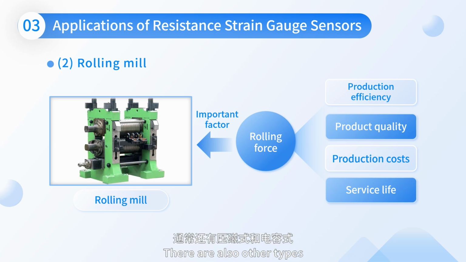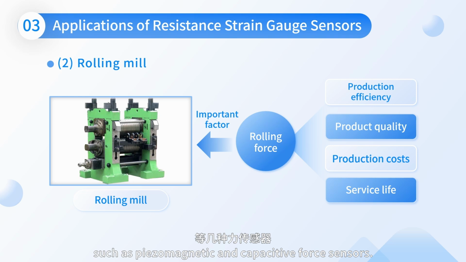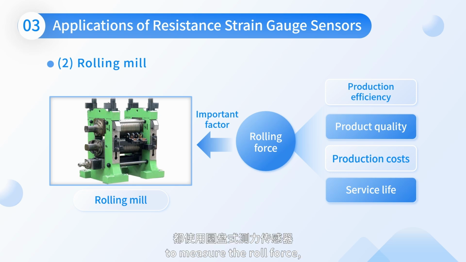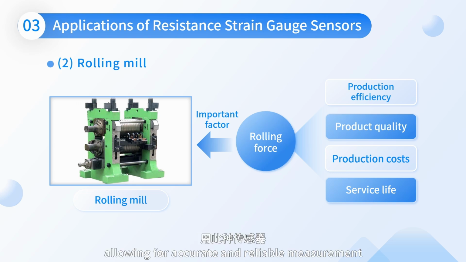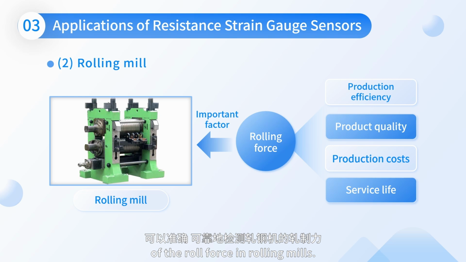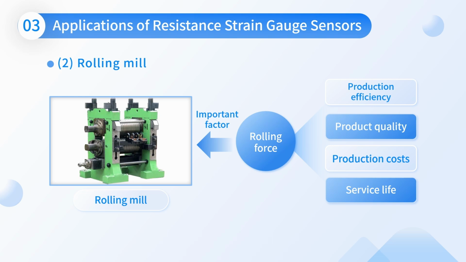There are also other types such as piezo-magnetic and capacitive force sensors. Currently, all major domestic steel mills use disc-type force sensors to measure the roll force, allowing for accurate and reliable measurement of the roll force in rolling mills.